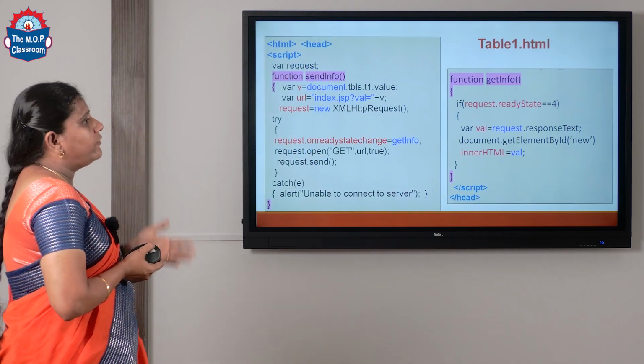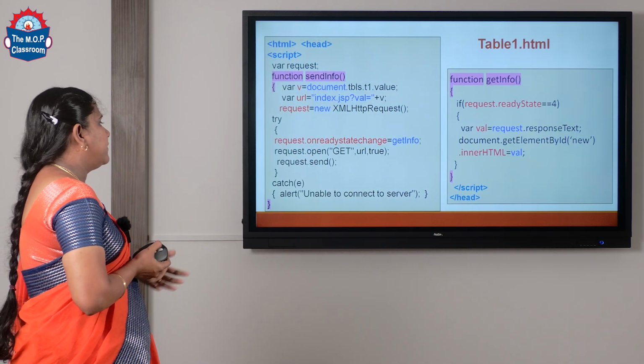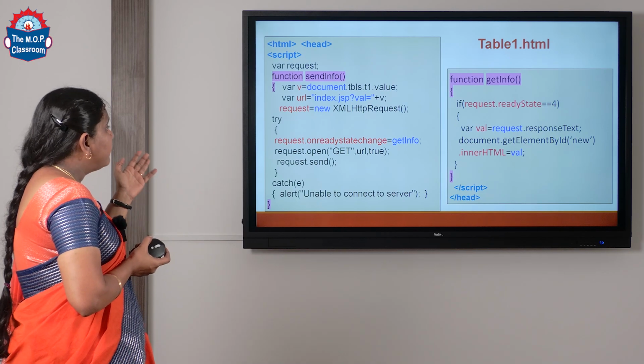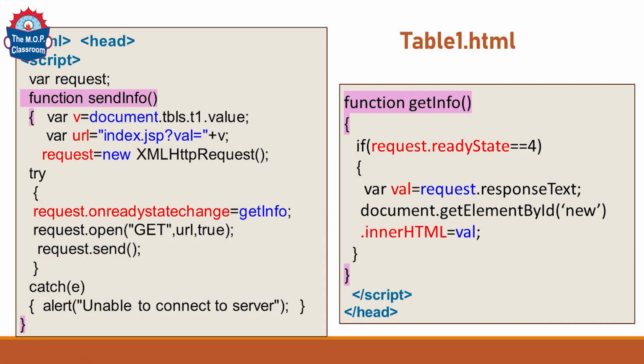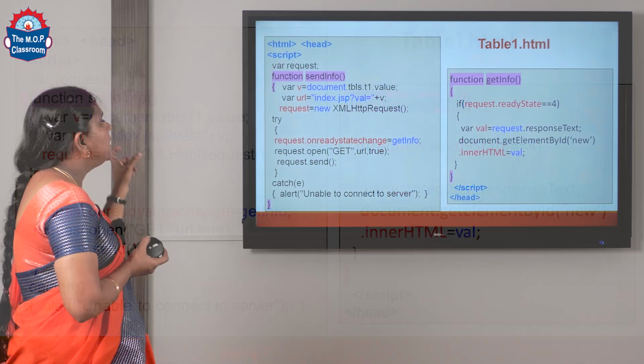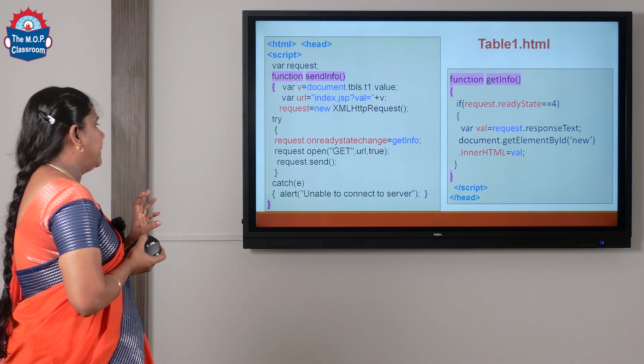When you see the sendInformation function in the JavaScript, here we have created an XMLHttpRequest object. After creating the request object, you open the request by using the GET method and the URL. When you see the URL variable, I have also appended the value of the text box along with the URL index.jsp. index.jsp is the server side program which I have written.